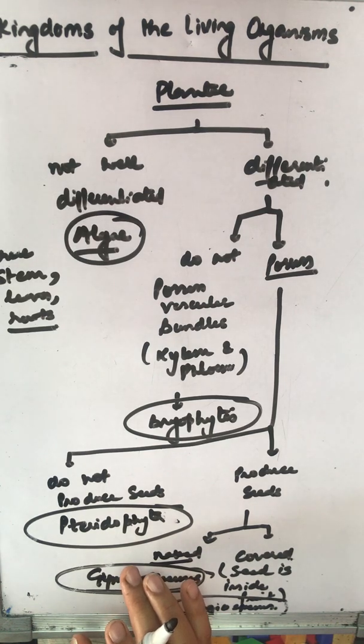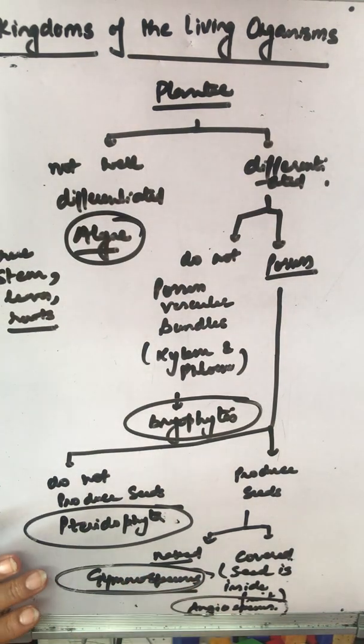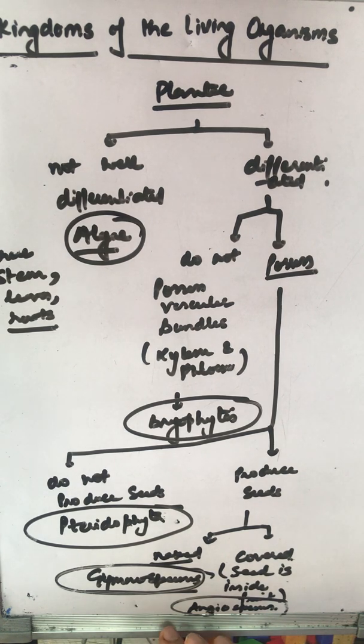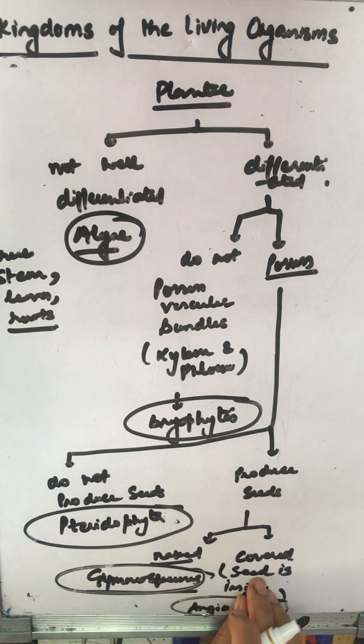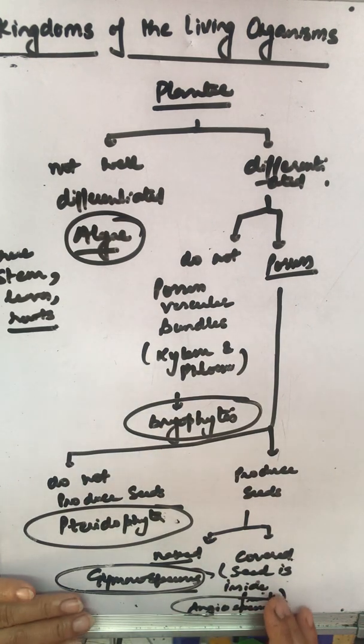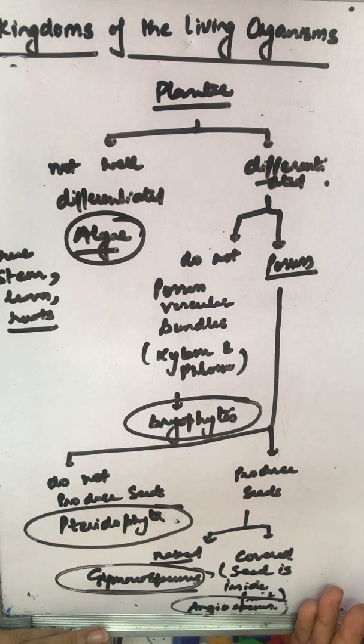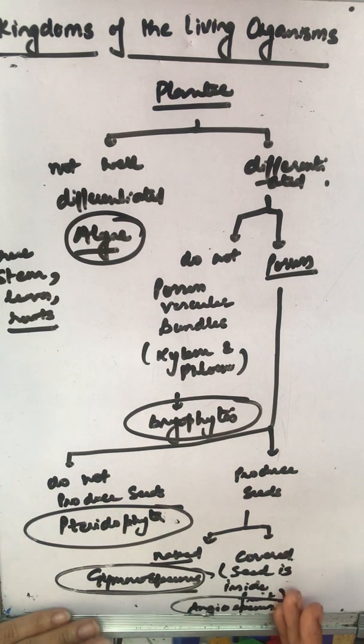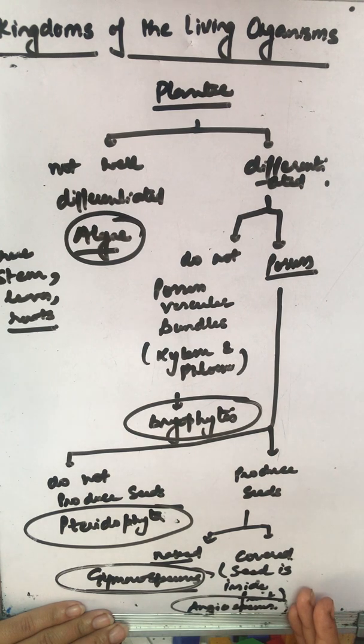And when we talk about gymnosperms and angiosperms, they belong to phanerogamy. Phanerogamy, the ones which produce external flowers and seeds. They can be differentiated into true stem, leaves, roots, and their vascular bundles are also present. They form a vascular system. They are more complex. They are not the lower ones, they are the higher plants.